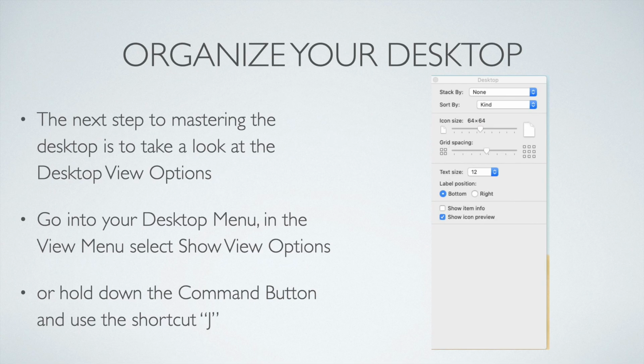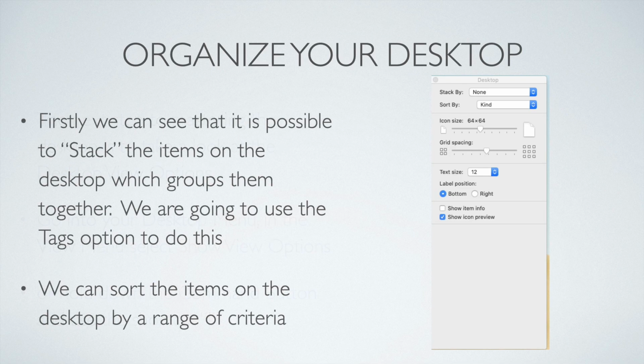The next step to mastering the desktop is to take a look at the desktop view options, and these are going to be quite helpful. Go into your desktop menu, and in the view menu select show view options, and the box that you see on the right will appear. You can also hold down Command J, and it'll also create this box that you can take a look at. Now, as you can see at the top, we can use things called stacks. And if you stack by type, basically what it does is on the desktop, it will aggregate all the different icons together, which we'll see later on.